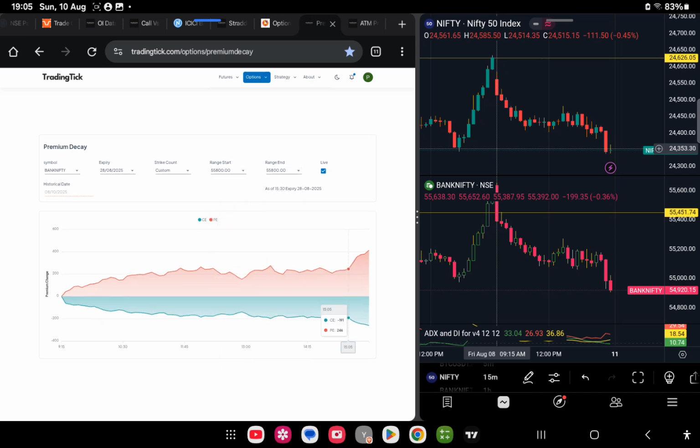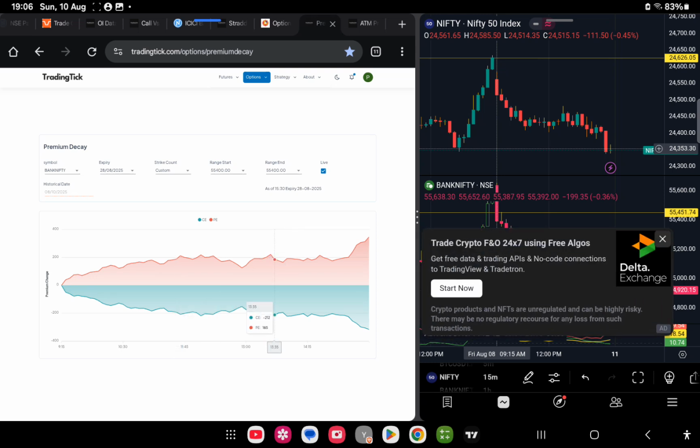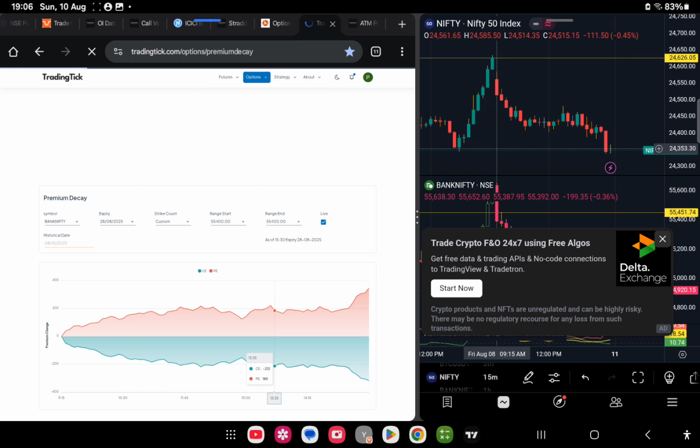Okay, so 800 strike, same. So you could see from the start buyers were overcoming the market because this is considered as OTM strikes. Now we'll take 400 strike. Now you could clearly see it's sellers but with a small margin. Okay, now we'll take Nifty.